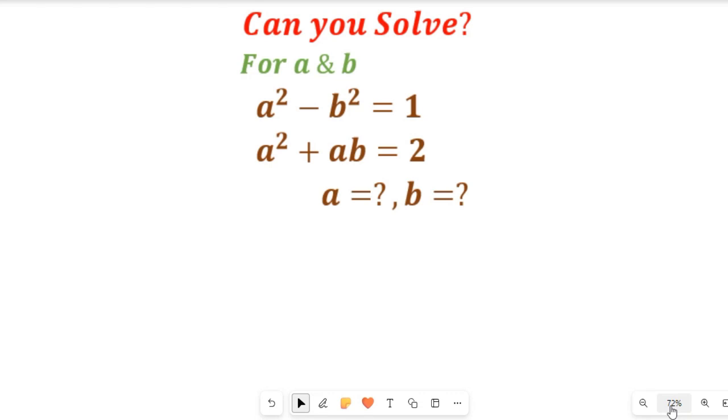In this math question, we are going to solve for the value of A and B. You're going to find out that we're going to find different values for A and different values for B.